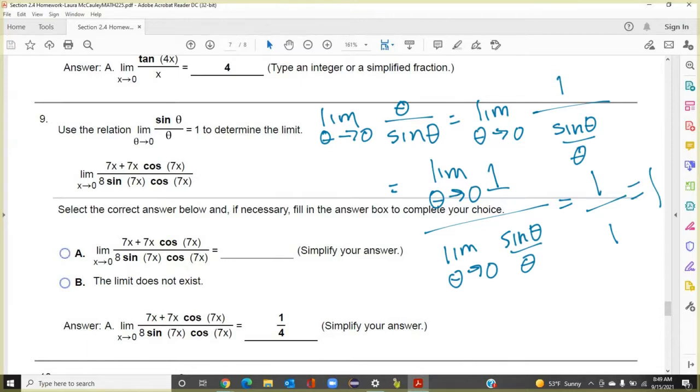So that's kind of the little proof that it really doesn't matter which way the fraction is, you're still going to get 1. So even though the theorem is written this way, it's also true that the limit as theta approaches 0 of theta over sine theta is also 1. So just keep that in mind.